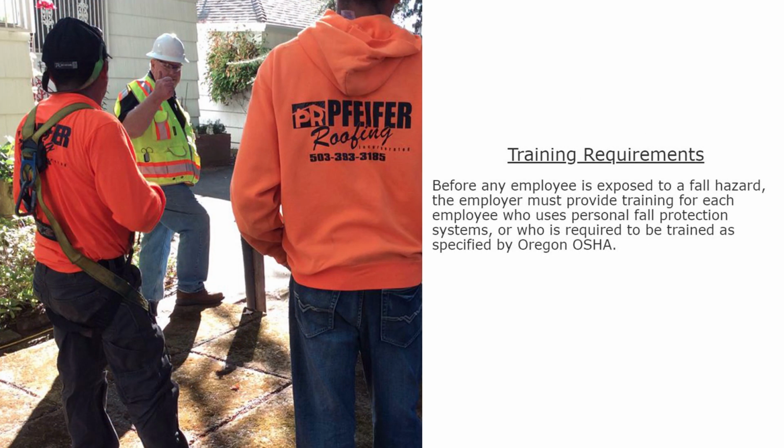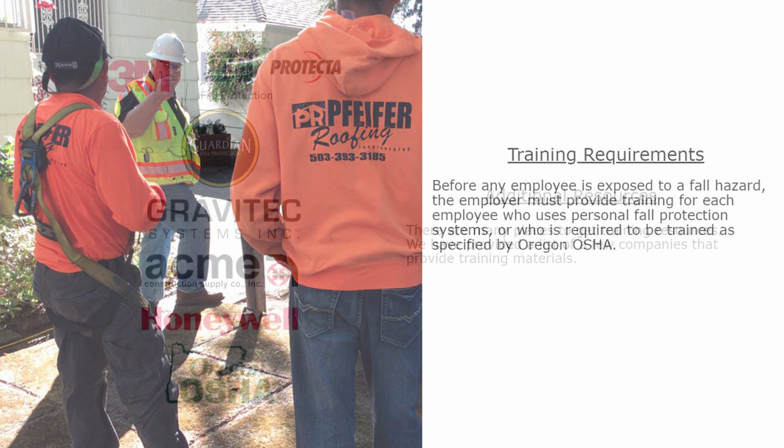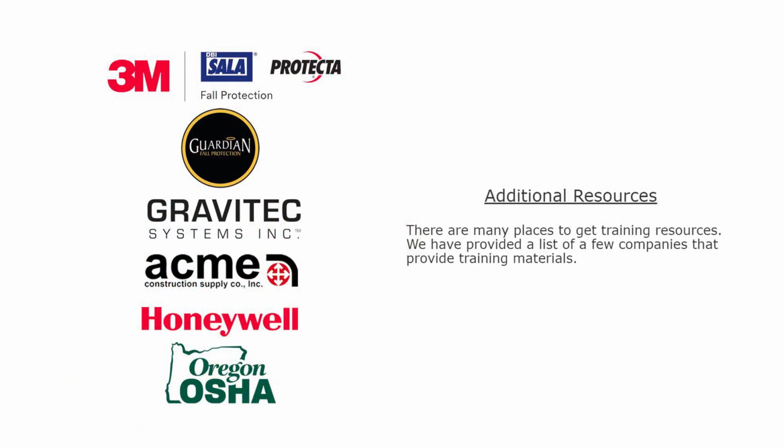Training requirements. Before any employee is exposed to a fall hazard, the employer must provide training for each employee who uses personal fall protection systems or who is required to be trained as specified by Oregon OSHA. Additional resources. There are many places to get training resources. We have provided a list of a few companies that provide training materials.